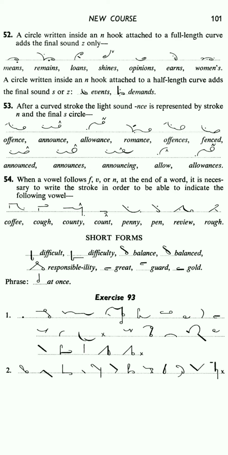Demands, D on the line, M halved here with N hook with S circle within, light dot on the second place of D after it, light dot on the first place of M after it. Next, after a curved stroke, the light sound ends is represented by stroke N एंड द फाइनल एस सर्कल.